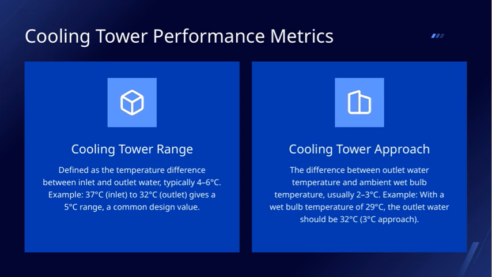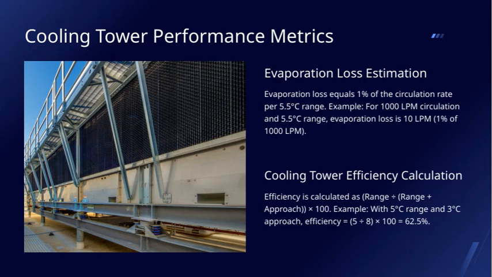Overall, these metrics, approach, range, and temperature differences, are vital for assessing cooling tower performance and ensuring efficient operation within the overall system. Let's talk about how we calculate efficiency in cooling towers. The formula is quite straightforward. Efficiency equals the range divided by the sum of range and approach, all multiplied by 100 to get a percentage.